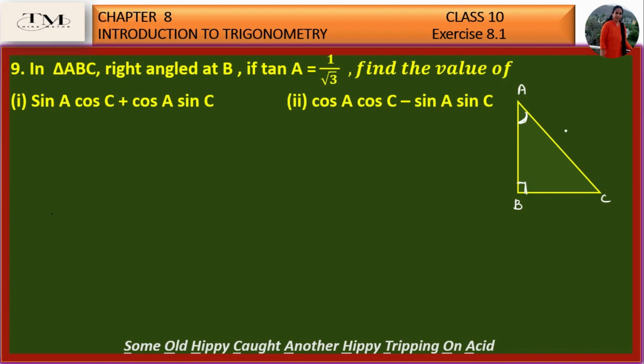Angle B is 90 degree. So its opposite side is hypotenuse. Opposite to angle A is BC. So BC is the opposite side. AB is the adjacent side. So what is tan? Tan is opposite by adjacent. So let us start the solution. Given that tan A is equal to 1 by root 3.